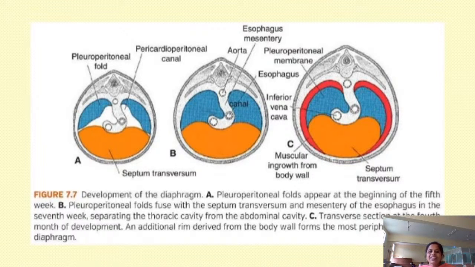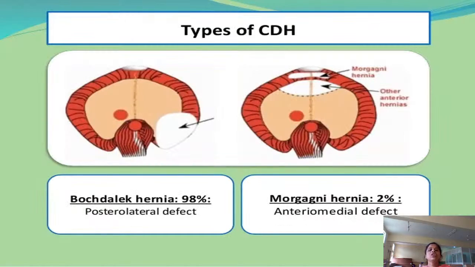So anywhere there is a problem, when these pleuroperitoneal canals do not converge with the septum transversum, anywhere there is an issue, obviously there is going to be a defect in the formation of the diaphragm, and hence there is a chance for the abdominal contents to go via the diaphragm into the thoracic cavity, even when the fetus is being formed, during the development of the fetus itself.